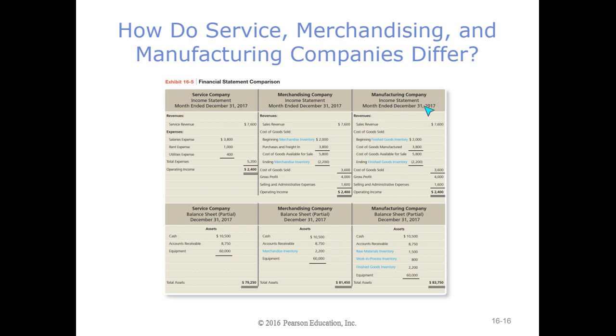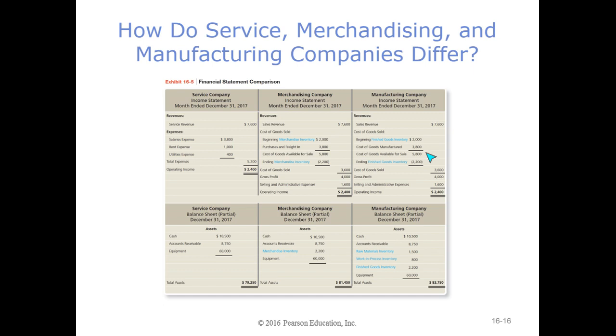For a manufacturing company, same thing. We have the formula listed on page 835 for the manufacturing company. When we're looking at the manufacturing company income statement, we start with our revenues again, and then we have our cost of goods sold. And so we're breaking out the cost of goods sold. We've got our beginning finished goods inventory was $2,000. Then we have our cost of goods manufactured, which is $3,800.